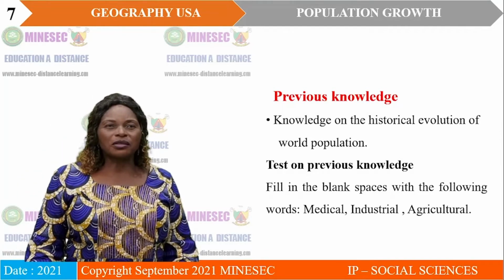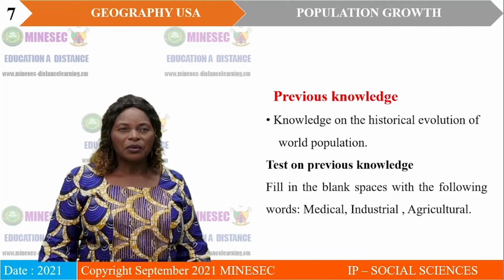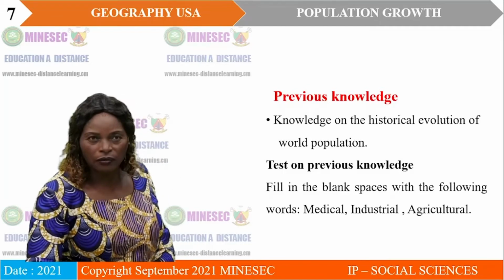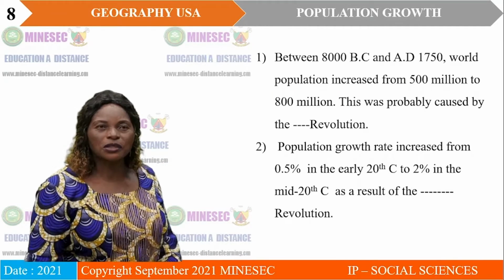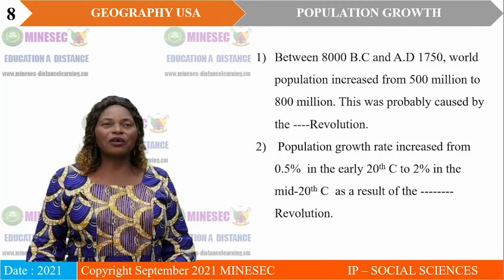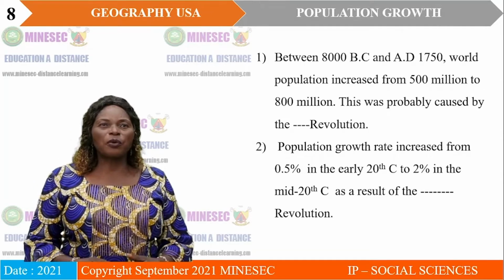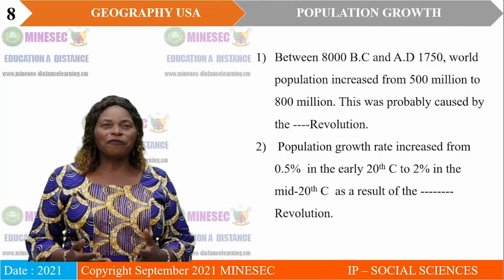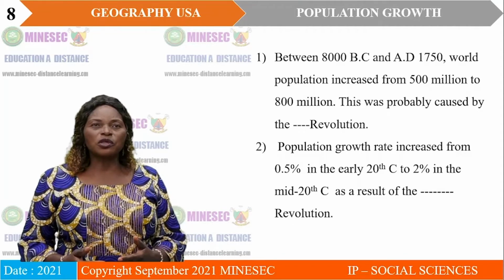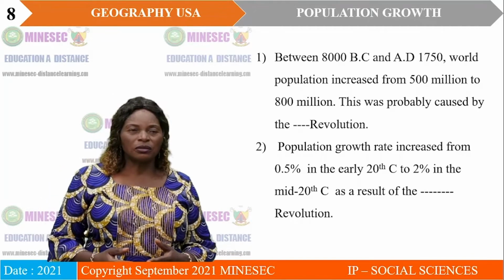Fill in the blank spaces with the following words: medical, industrial, agricultural. The questions are here. Question one: between 8000 BC and AD 1750, world population increased from 500 million to 800 million. This was probably caused by the blank revolution.